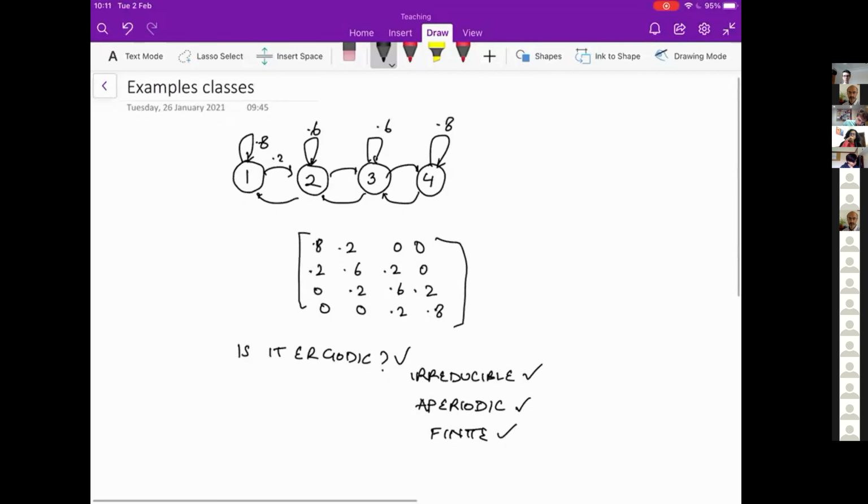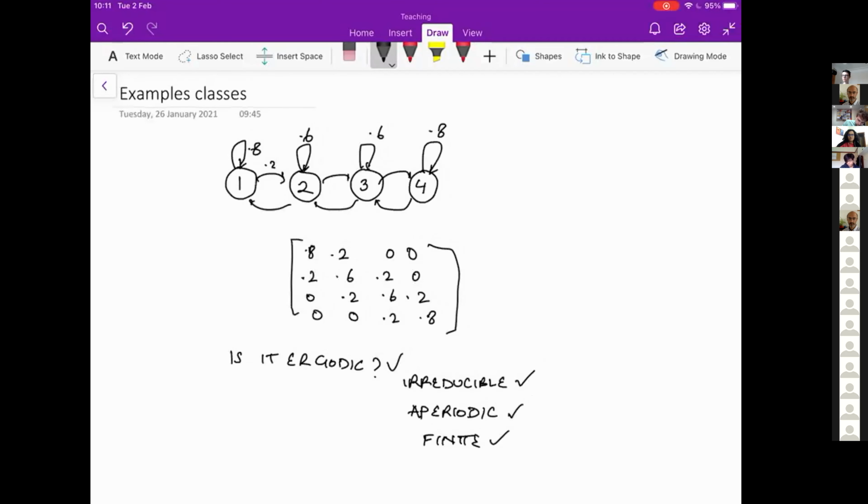If it's ergodic, then we can just use theorem 6.2. What theorem 6.2 states basically is that the stationary probability pi j star is given by the sum over i of pi i star times pij. So what we're saying here is that the steady state probability of being in state j is the sum of the steady state probability of being in state i multiplied by the probability of getting from i to j.